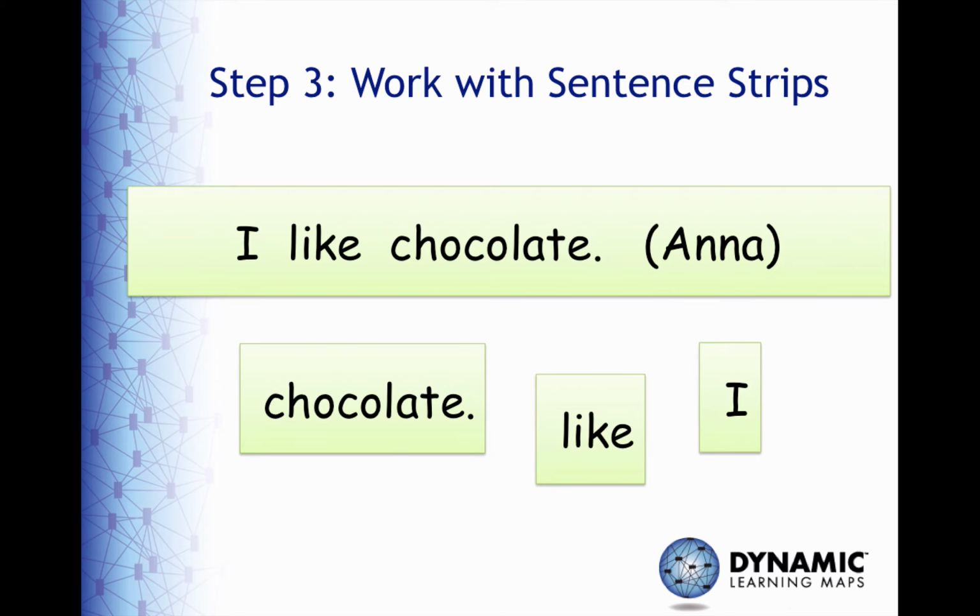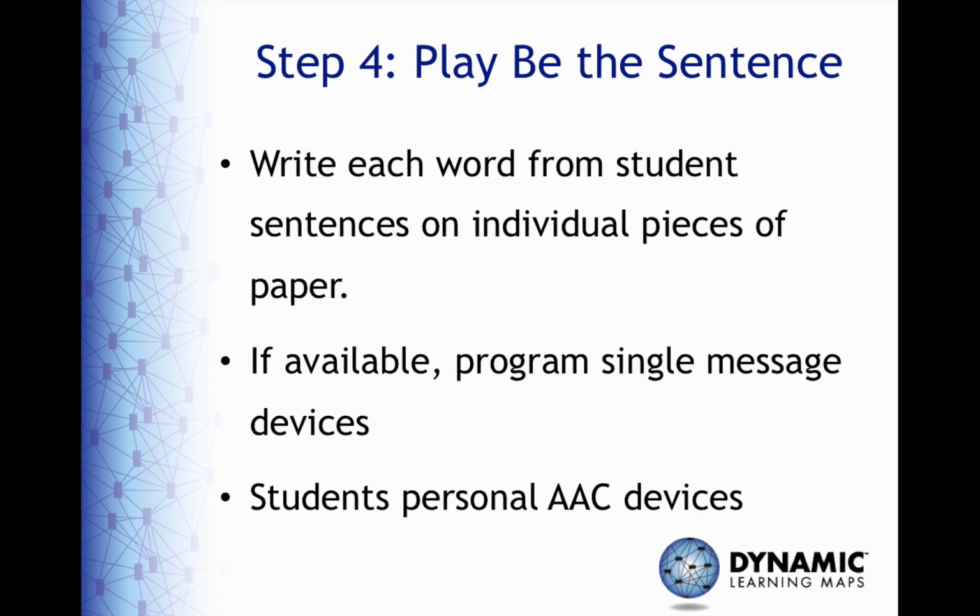words and word order. The fourth step of predictable chart writing is to play a game called Be the Sentence. During this activity, you will write the words from each sentence on a full-size sheet of paper. It is only necessary to write the words from the sentence frame once. Make sure to print each word with a large, thick marker in a font that is large enough for students to see from the front of the class.